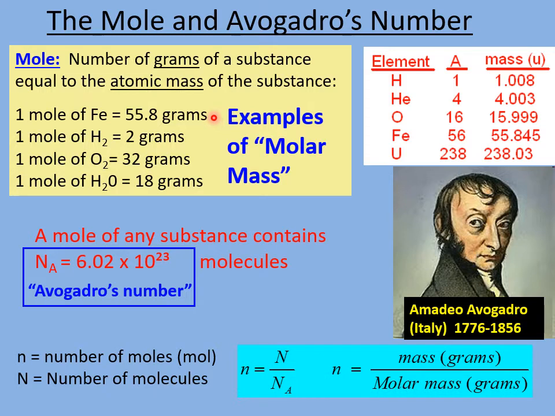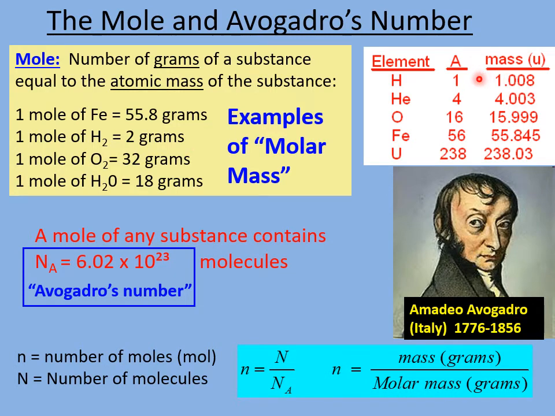All right, this is the molar mass of iron. If we look at 1 mole of hydrogen molecules, this is an H2 molecule. Well, hydrogen, remember, has an atomic mass number of 1. But H2 means there are 2 hydrogens bonded together to form a diatomic molecule. So the molar mass of H2 would be 2 grams.